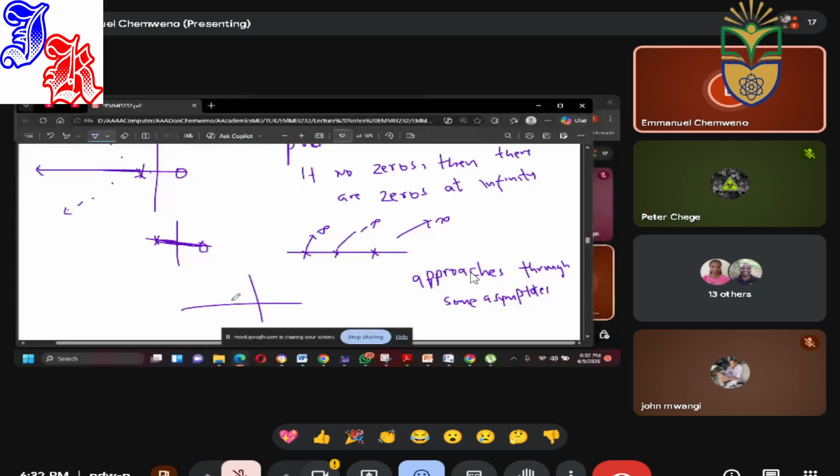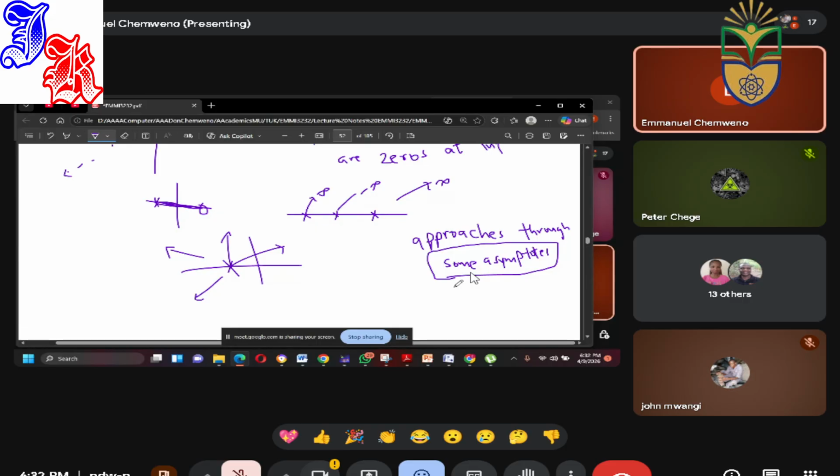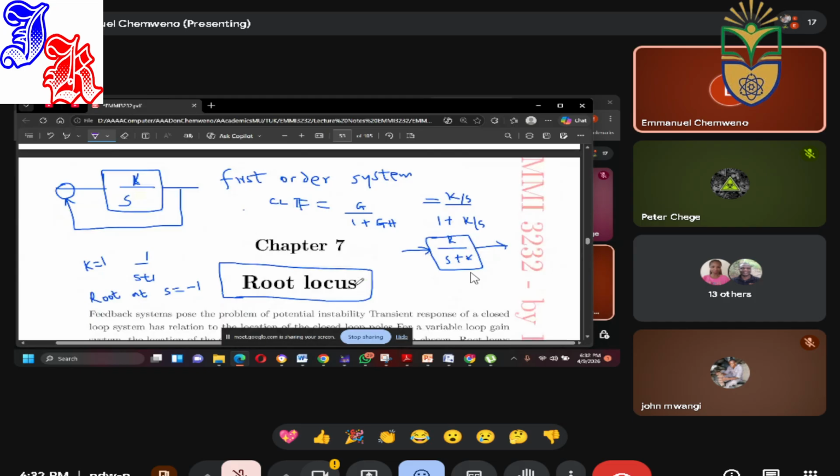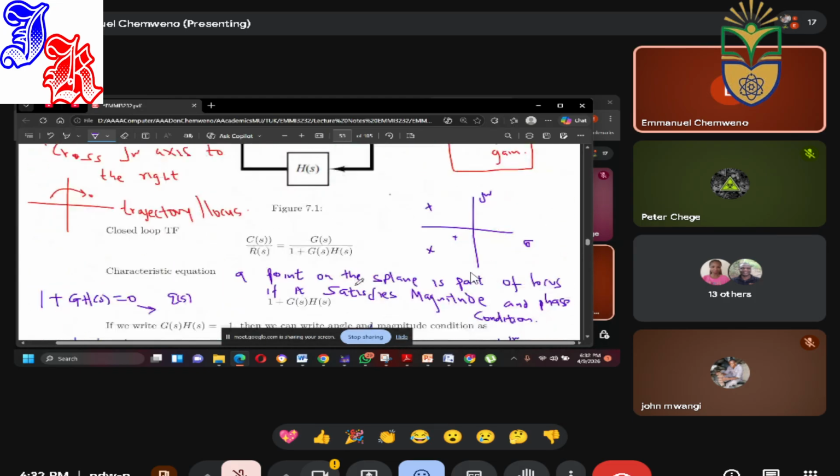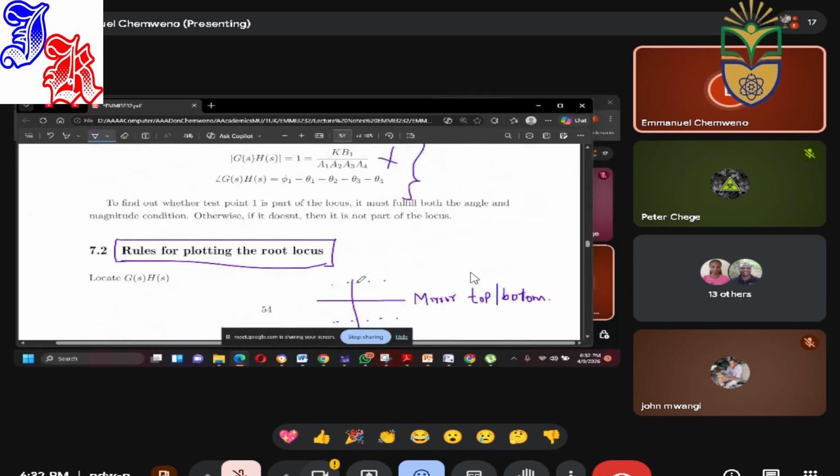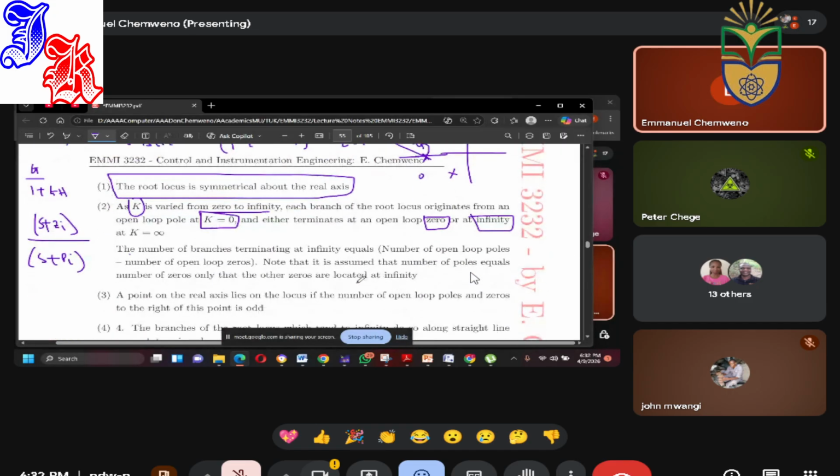Like if I had one pole, does it go to infinity in that direction, or in that direction, or in that direction? No. We need to get the asymptotes. How it goes to infinity, we construct some asymptotes. Now, that should be rule number 3. Oh, I think I have mentioned number 4.